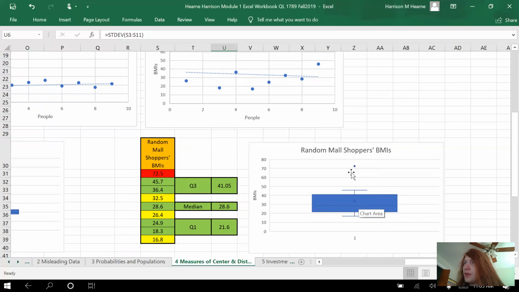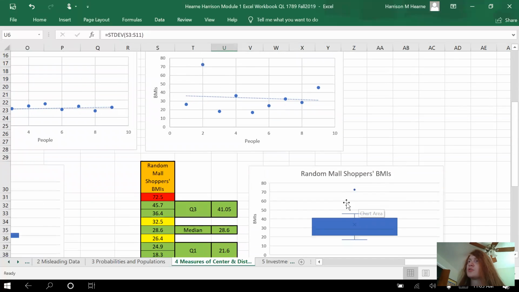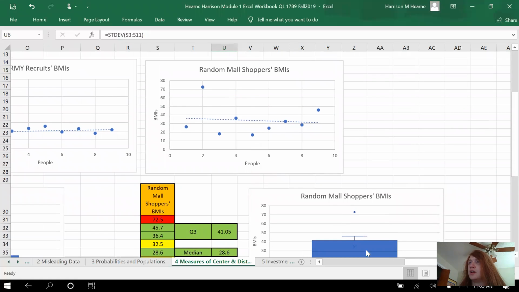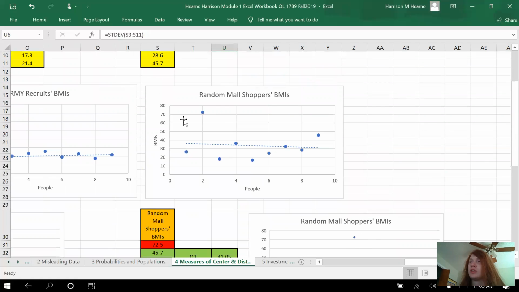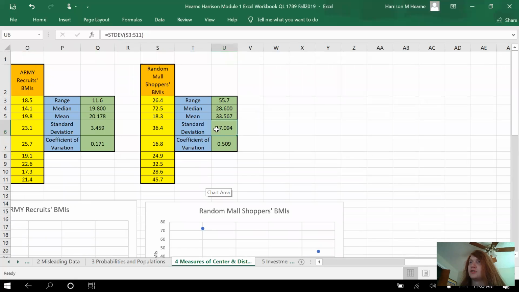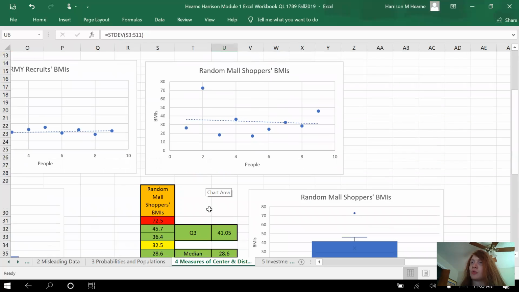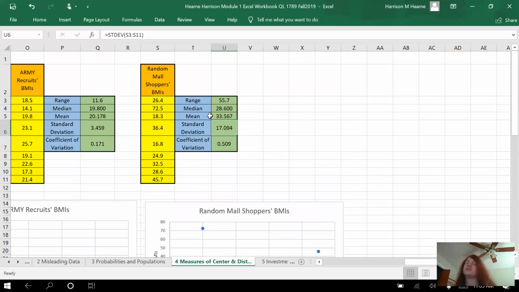You can see that the 72.5 entry is way outside of this standard deviation because it's an outlier and it's throwing off this standard deviation a lot. And if we were to calculate the standard deviation of a data set without the 72.5, it would be much smaller. In fact, why don't we do that real quick? Because it's quite easy to calculate standard deviation in Excel.